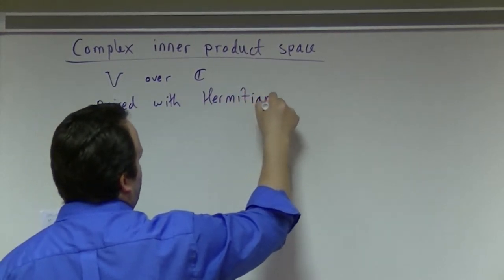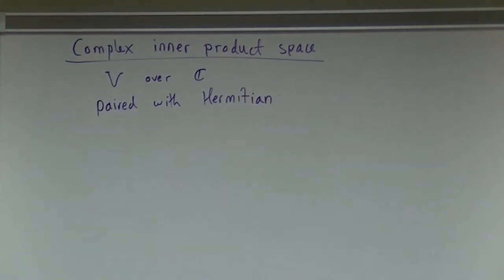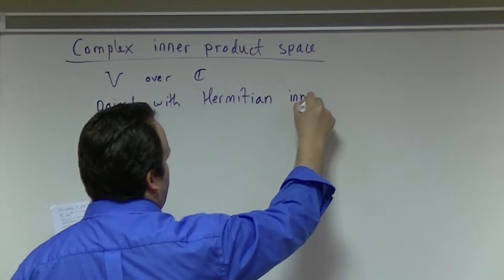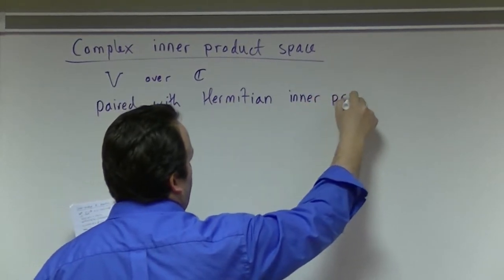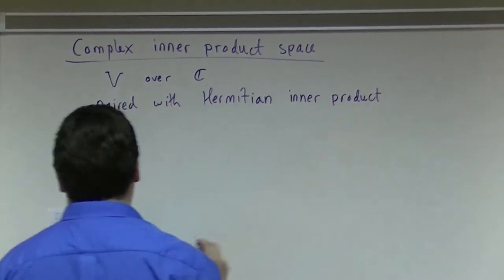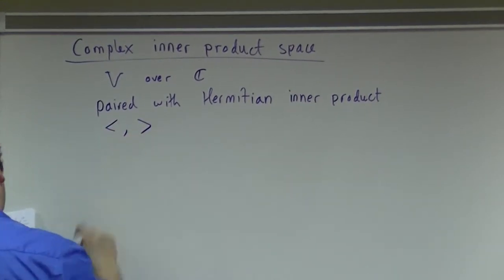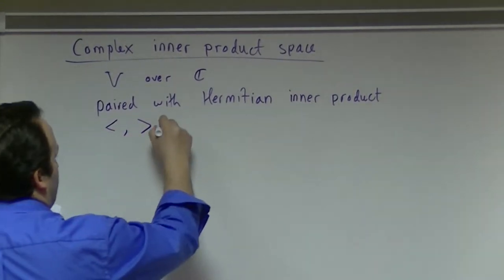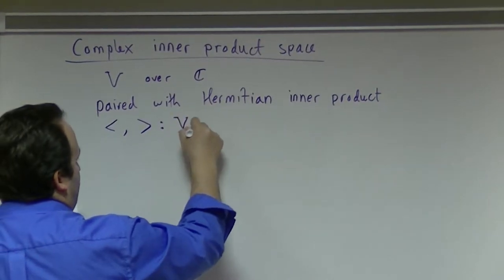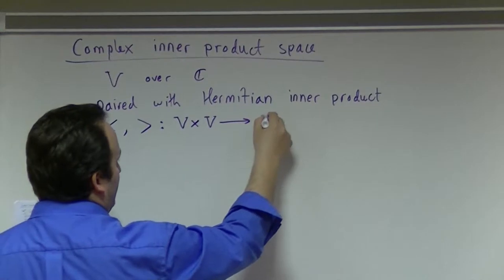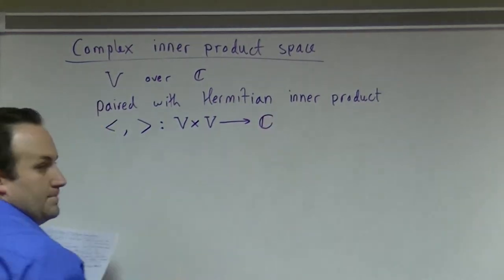Hermitian, like Hermite, with an i, right? Hermitian inner product. Now the Hermitian inner product is a little bit different than the one we've dealt with so far. Let me show you how it works. It's this function, with the usual notation, and it takes in a pair of vectors. And here's the difference: it spits out not a real number, but a complex number.